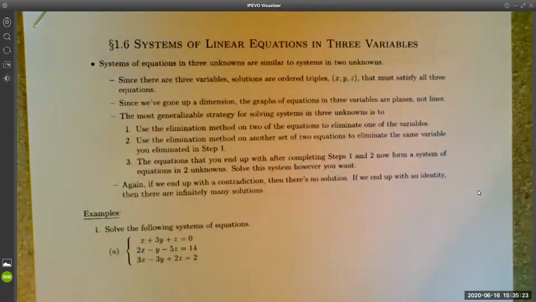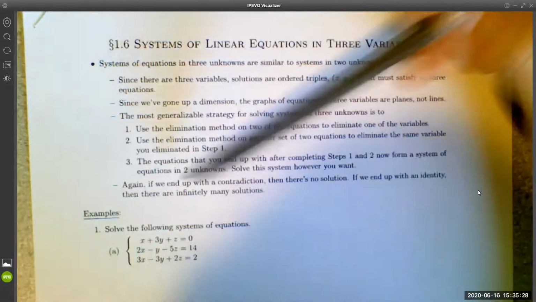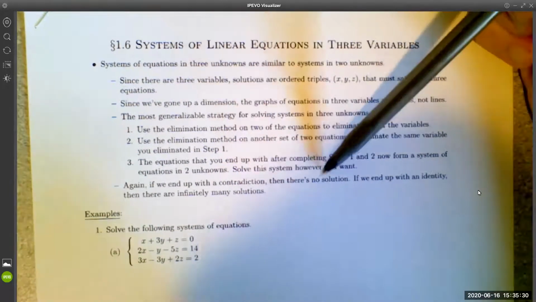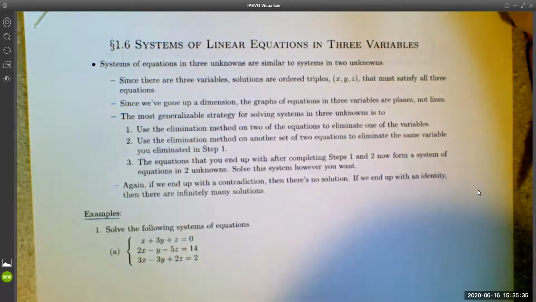But anyway, if during the course of solving a system you end up at some point with a contradiction, then there's no solution. If you end up at some point with an identity, then there are infinitely many solutions, okay?